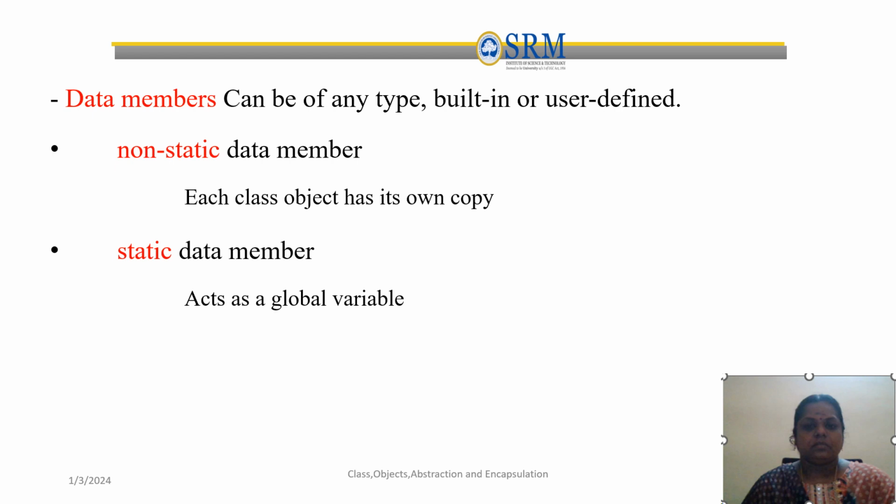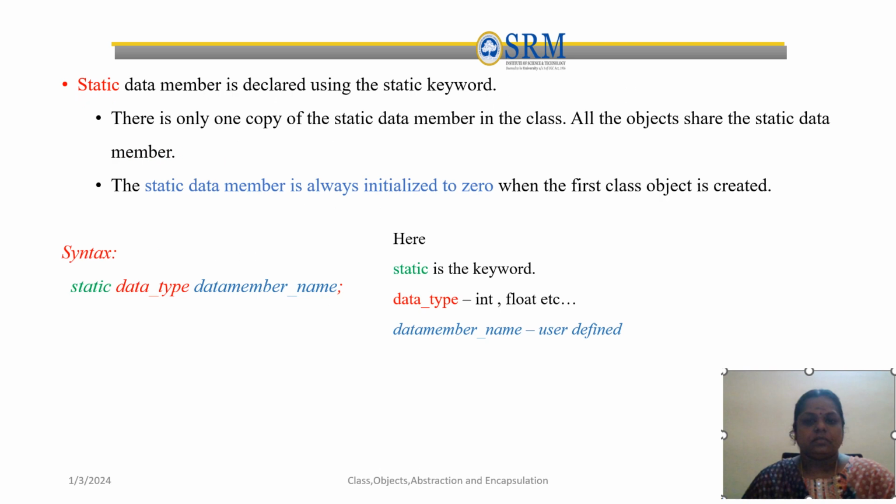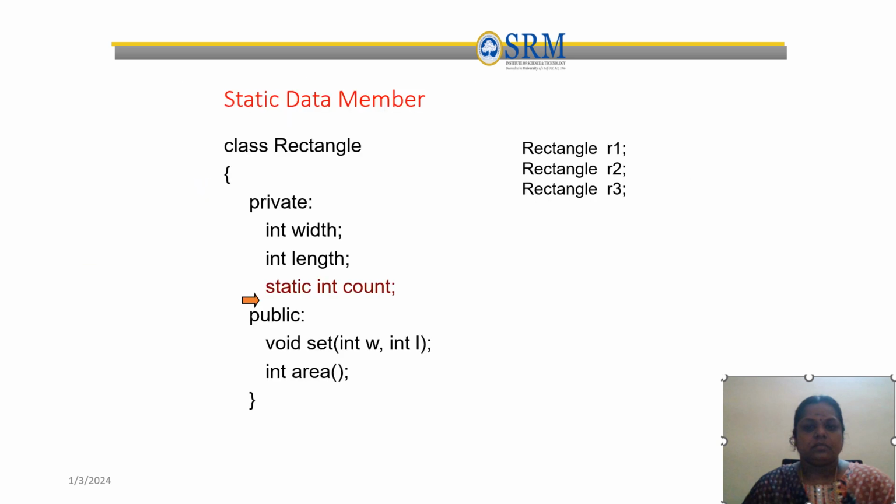Okay. What are all the data members? They can be static or non-static. Static means it is defined with the keyword static, the data type, and the data member name. Static is the keyword, data type can be int or float, and the data member name is user defined, so we can keep anything. The static data member is always initialized to 0 when the first class object is created. For example, here is a data member. Static is the keyword, and the data member is the name we have kept.